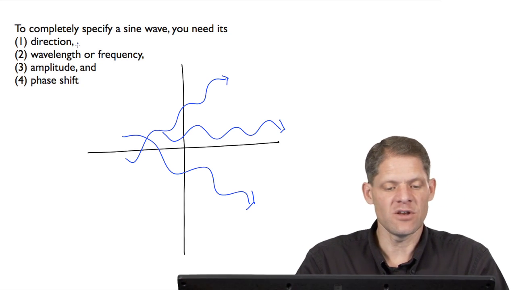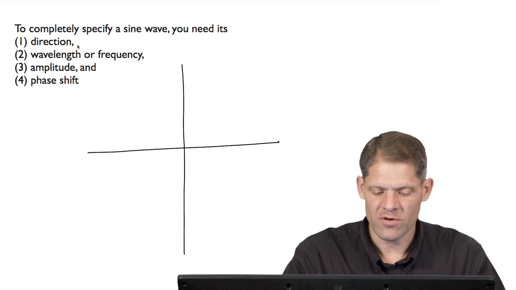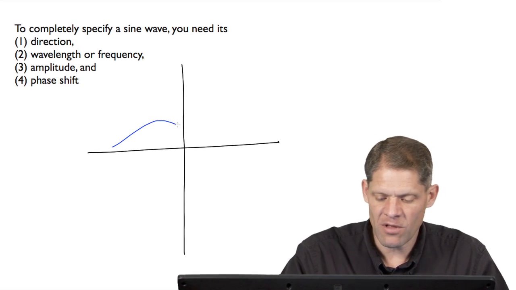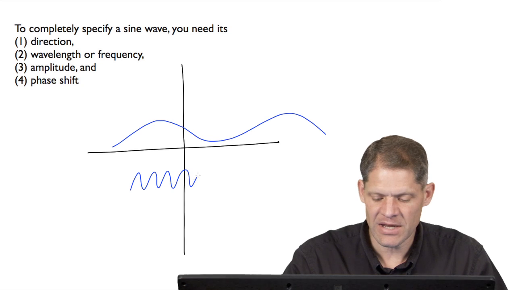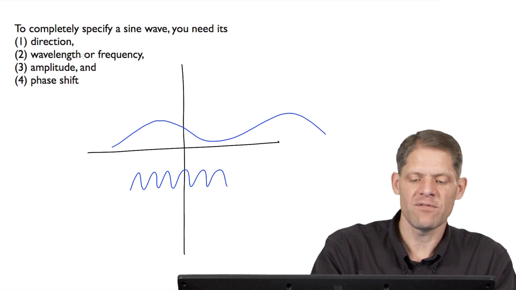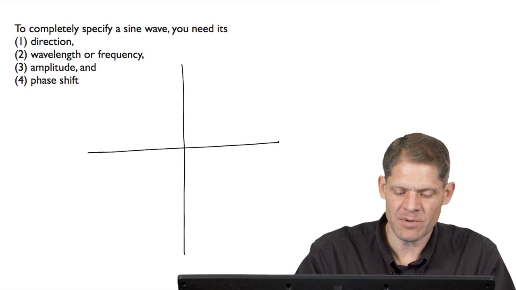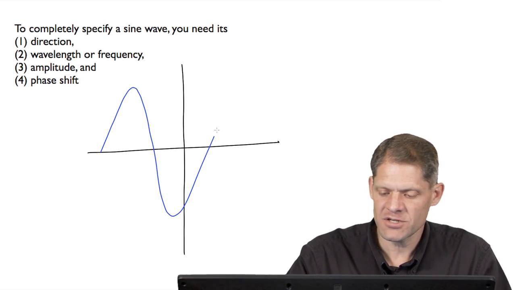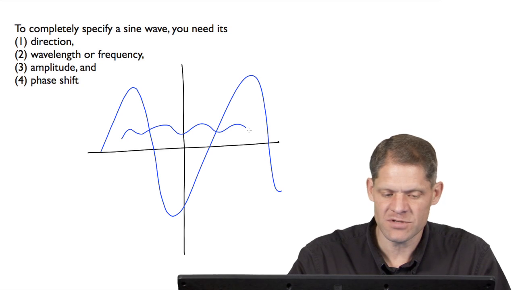The second we need to know is what is its wavelength or its frequency. For instance, is it a sine wave of very long wavelength? Or is it a very quickly oscillating sine wave? The wavelength or frequency has to be known. Next, the amplitude has to be known. Is it a very large sine wave with large amplitude? Or is it a small amplitude sine wave?